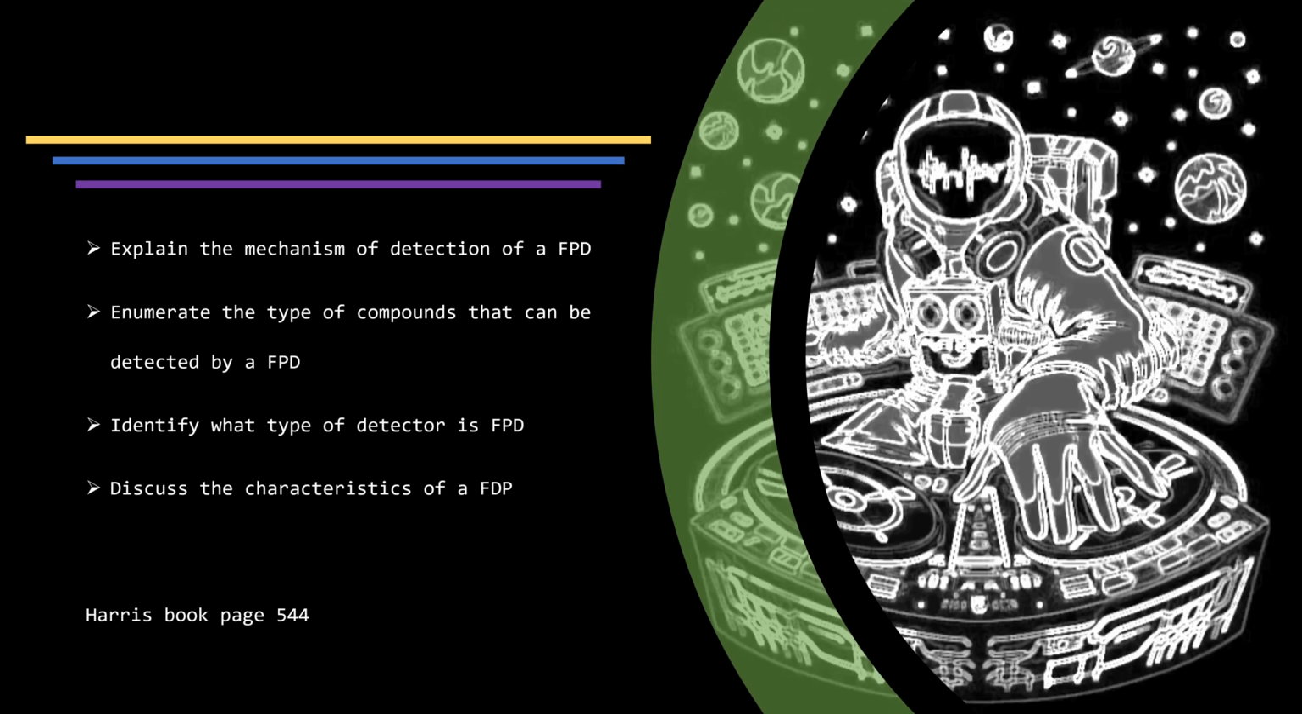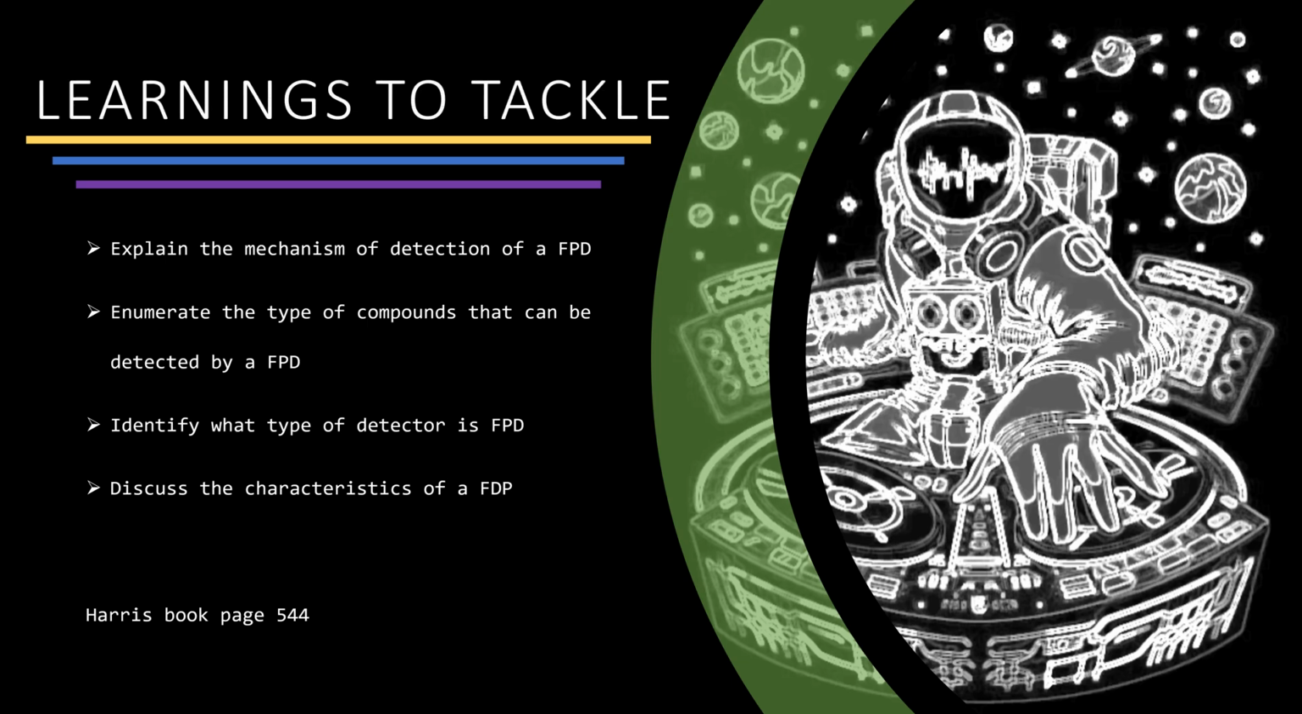Before we dive into this topic deeper, let me inform you of the learnings we need to tackle in this video. I will explain the mechanism of detection of an FPD, enumerate the types of compounds that can be detected by FPD, identify what type of detector FPD is, and lastly discuss the characteristics of an FPD. For Windows students, you can open your 7th edition Harry's book, page 544, for further details about this.